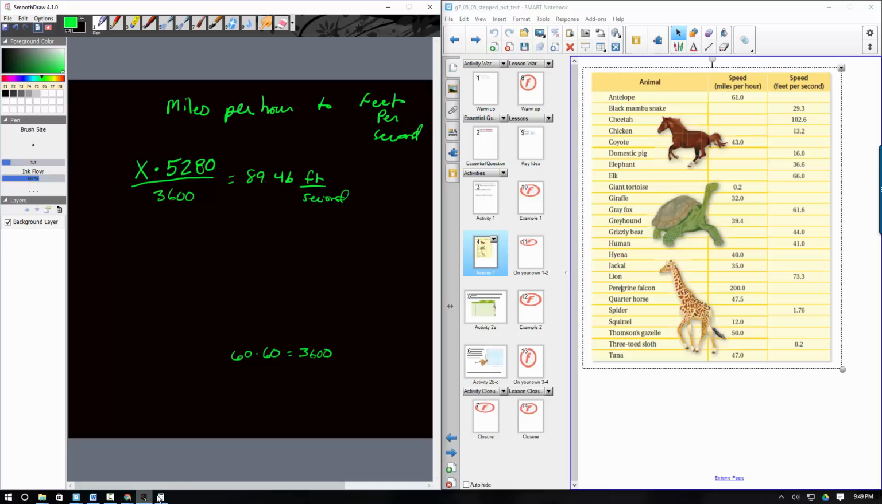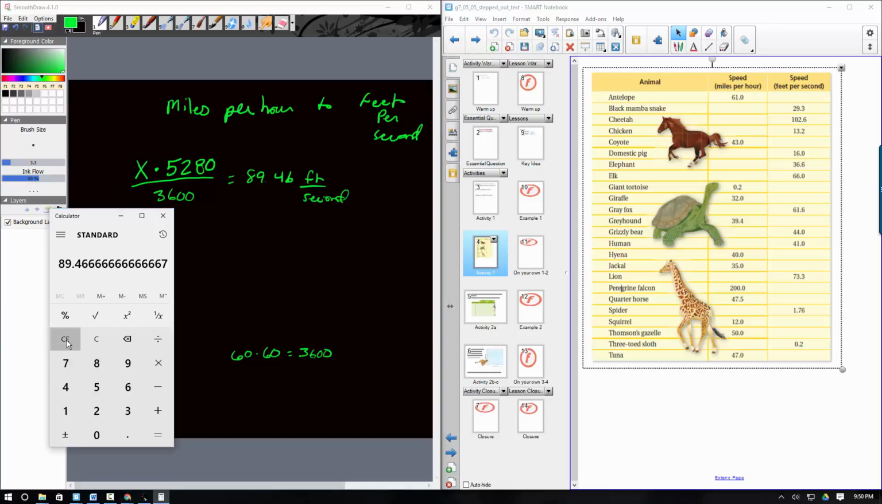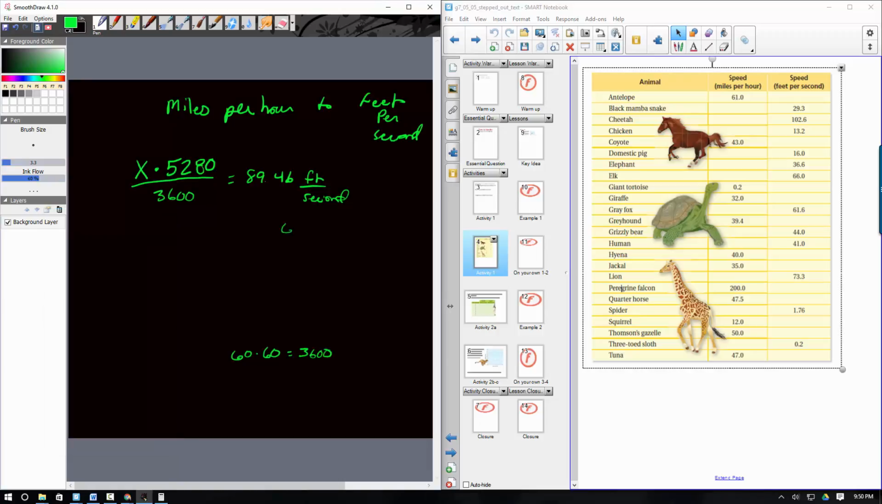So I do the horse. I know that that's going to be my 43 times 5,280 divided by 3,600. And this is 63 feet per second approximately. And I can just keep on going and putting these different things in. So I think that was a coyote I just did. Look at that falcon though, that's crazy. Let's just figure this one out, I'm curious.